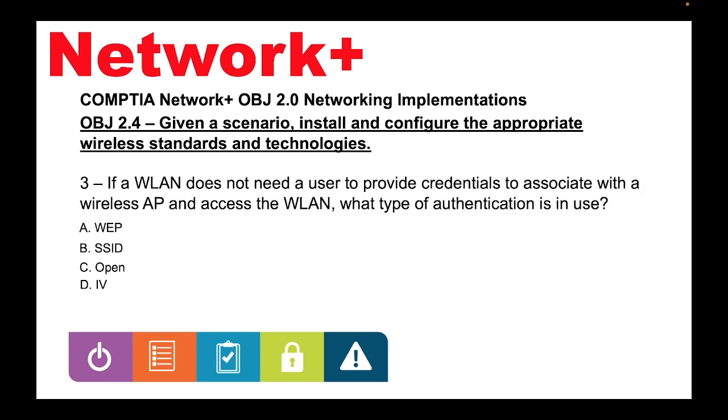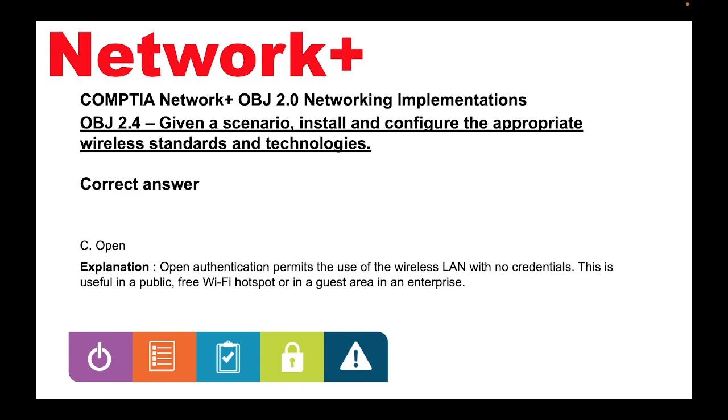Question 3. If a WLAN does not need a user to provide credentials to associate with a wireless access point and access the WLAN, what type of authentication is in use? A, WAP, B, SSID, C, Open, or D, Initialization Vector? Correct answer is C, Open. Open authentication permits the use of the wireless LAN with no credentials. This is useful in a public, free Wi-Fi hotspot, or in a guest area in an enterprise.